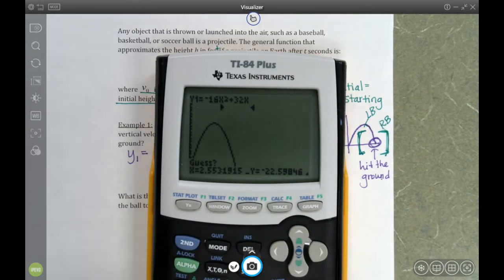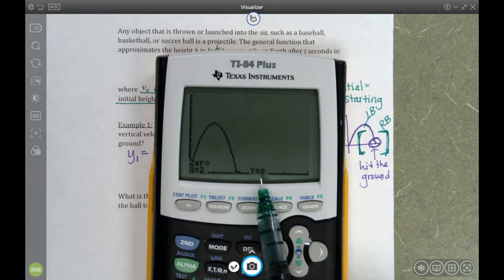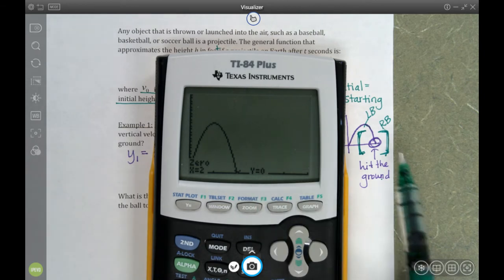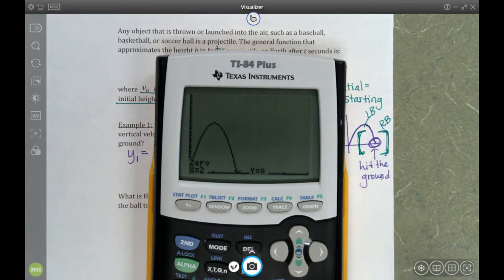Okay, it's going to ask you to guess. You don't have to guess. I don't know why they ask you that. And you'll hit enter, and now it gives you a 0. So it gives you an XY point. That is the 0, this point right here that we were looking for, that x-intercept.